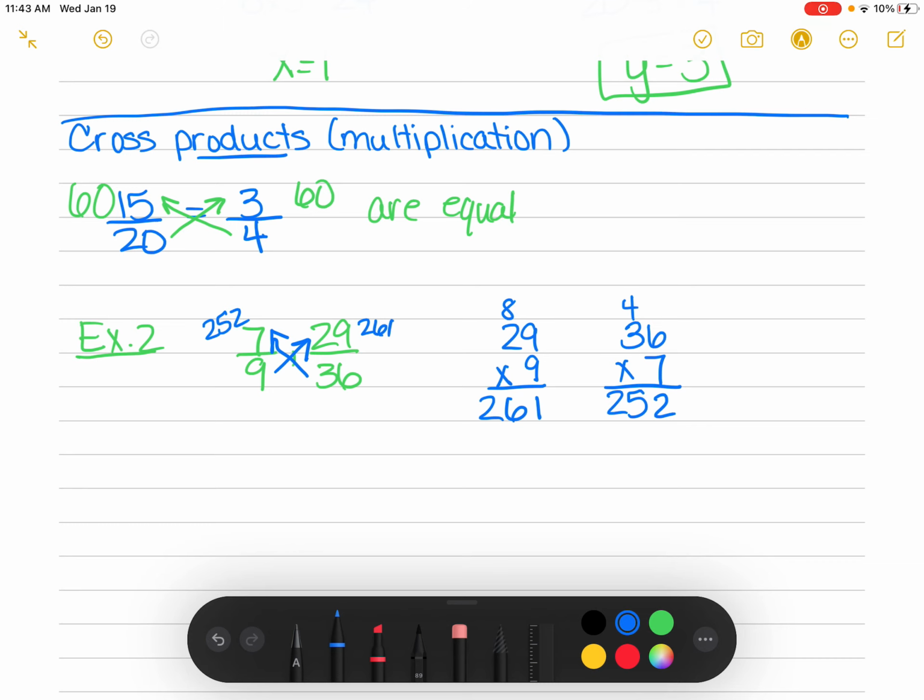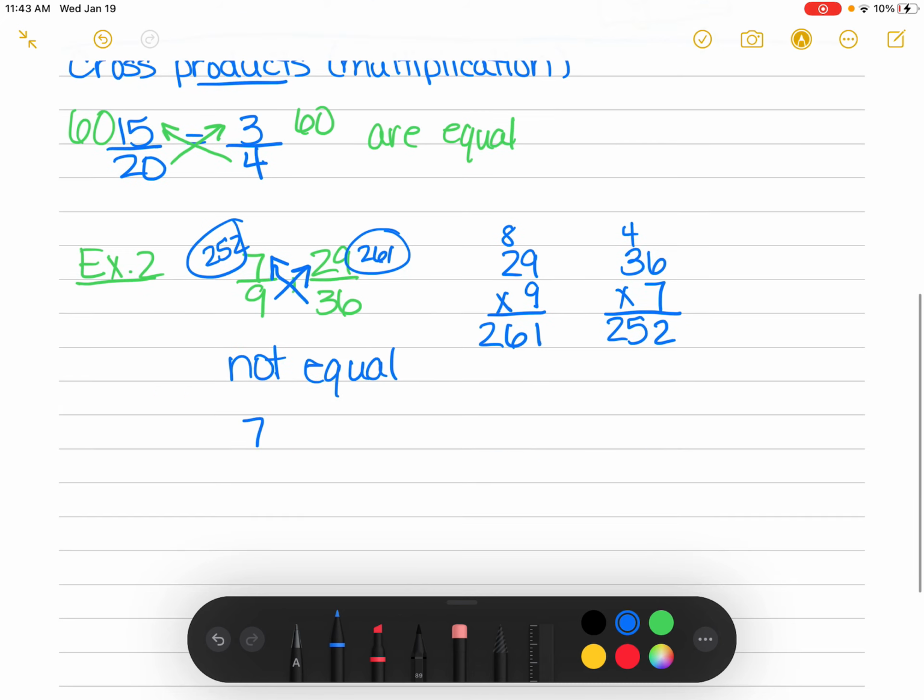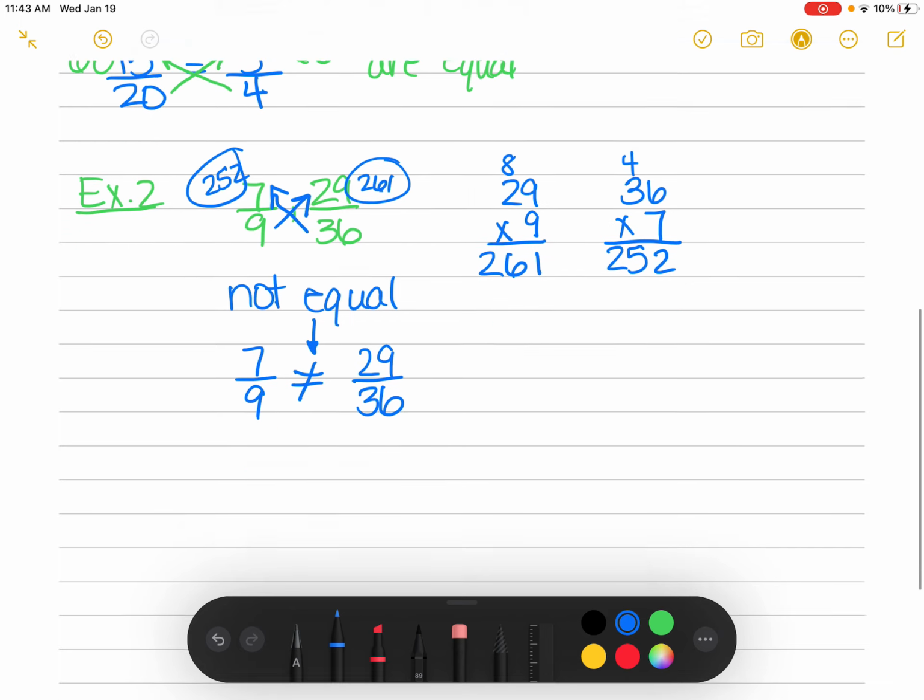So are those the same? Are their cross products the same? No, so these are not equal. And you might see it in your book like this: 7/9 is not equal to 29 over 36. This is the not equal symbol. So you'll be doing something like that. Super easy. You're just cross multiplying to see if they are equal.